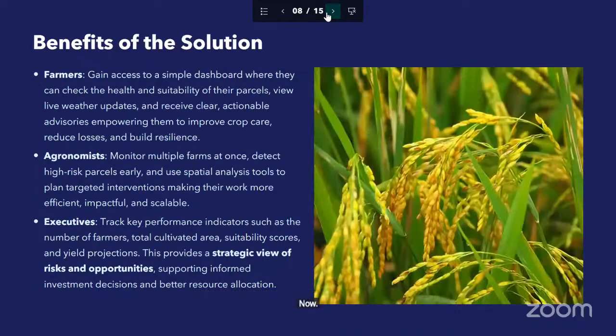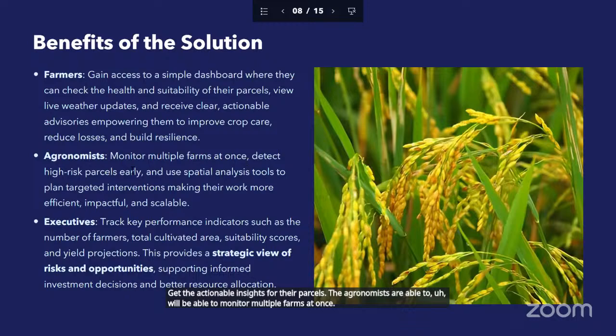Now, the benefits of the solution. The farmers will be able to gain access to a very simple dashboard where they can get actionable insights for their parcels. The agronomists will be able to monitor multiple farms at once and detect high-risk parcels very early, before situations occur. The executives can track key performance indicators such as the number of farmers and the total cultivated area, and they can get a strategic view of the risks and opportunities that may arise out of that.